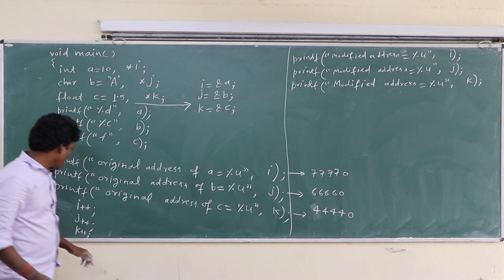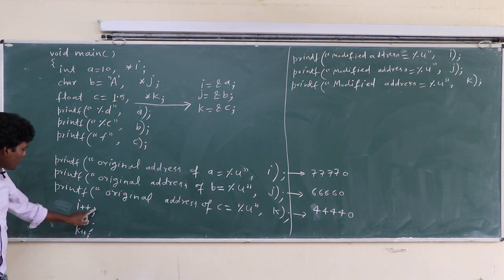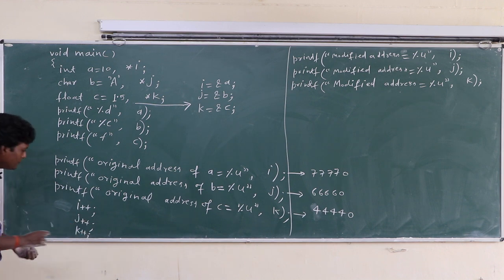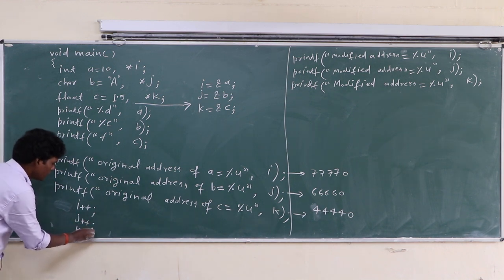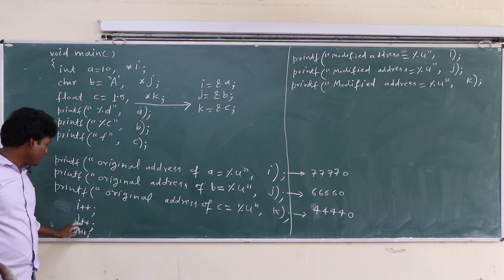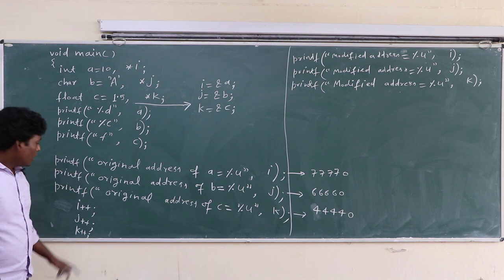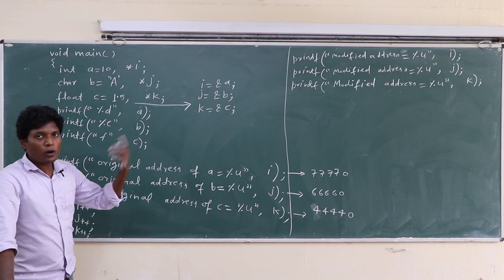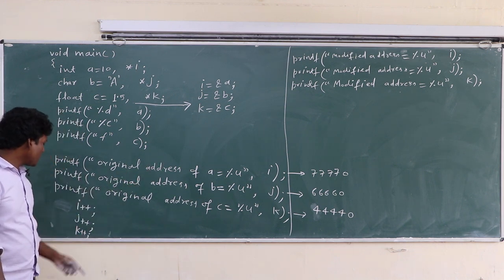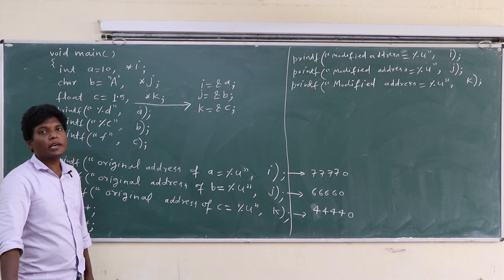Now class, increment: i plus plus, j plus plus, k plus plus. i plus plus semicolon, j plus plus semicolon, see the semicolon, k plus plus semicolon. So here i plus plus, j plus plus, k plus plus are done. i plus plus means i equal to i plus 1. j plus plus means j equal to j plus 1. k plus plus means k equal to k plus 1.